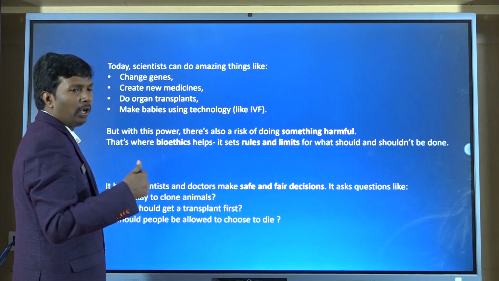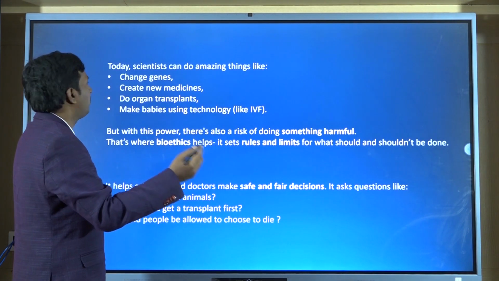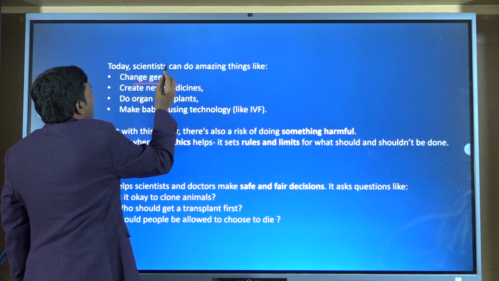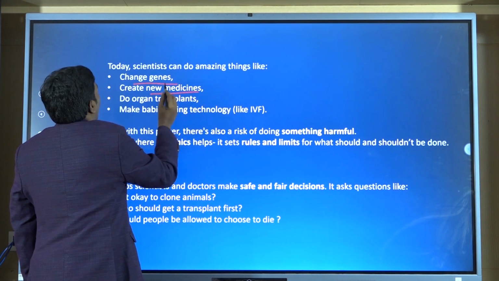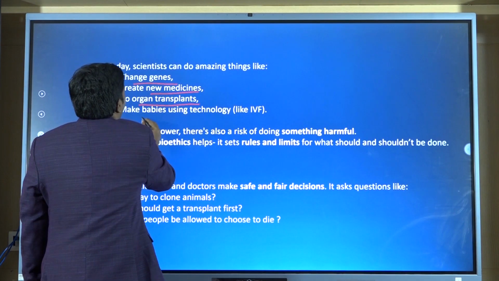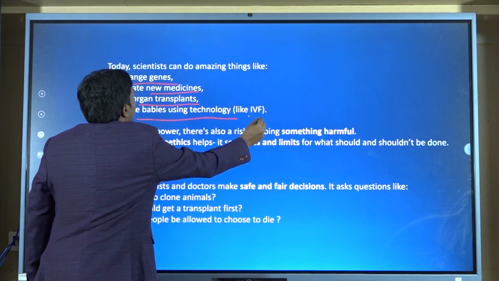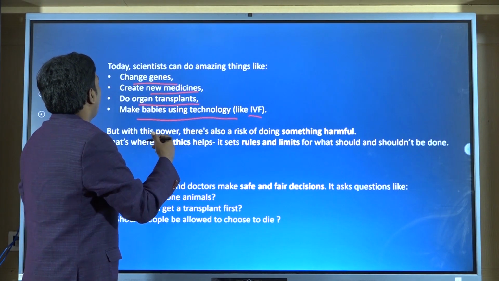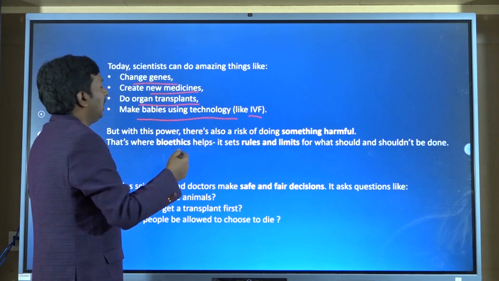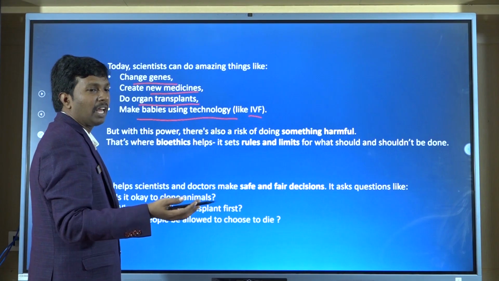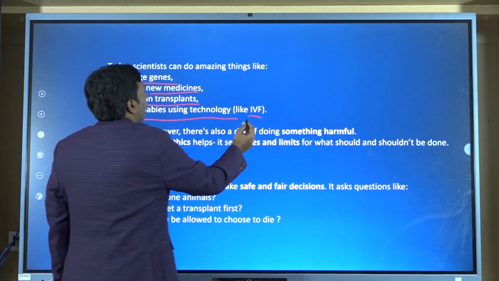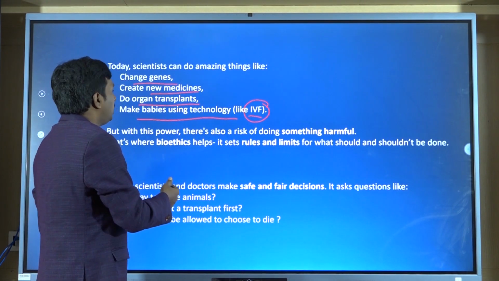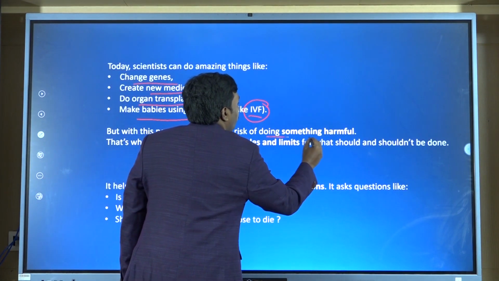Today scientists can do amazing things. We all know a bit about everything. Scientists can change genes, create new medicines, do organ transplantations, and make babies using technology like IVF. These are all amazing things scientists can do nowadays. They are changing genes, creating new medicines, doing organ transplantation, and IVF technology is there for making babies. These are all amazing things happening in society. But with this power, there is also a risk of doing something harmful, right?